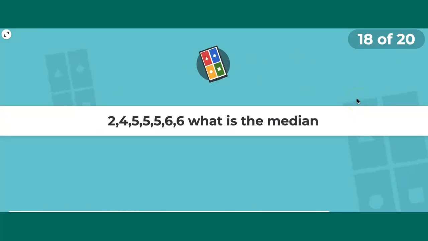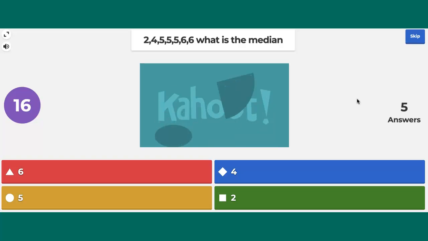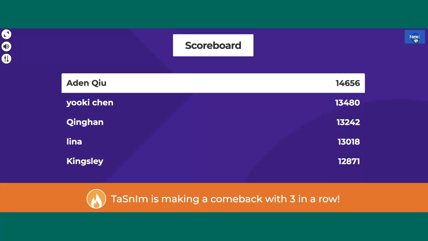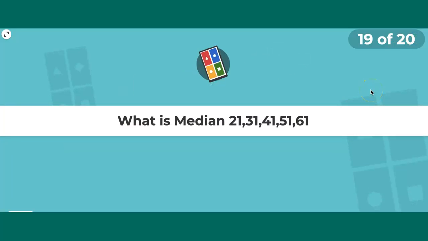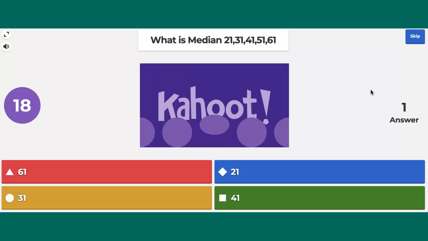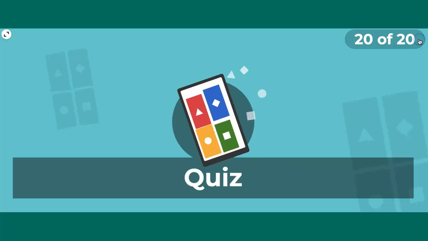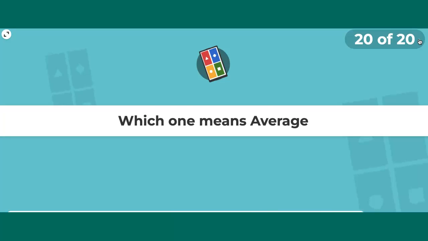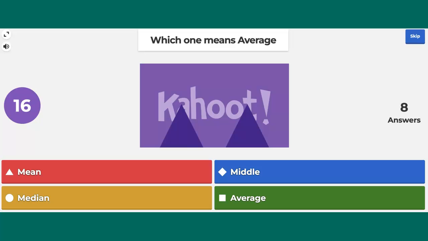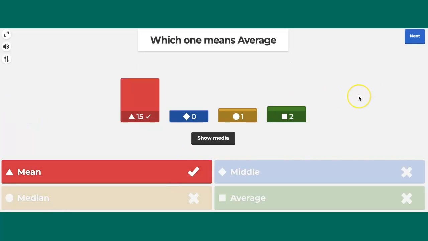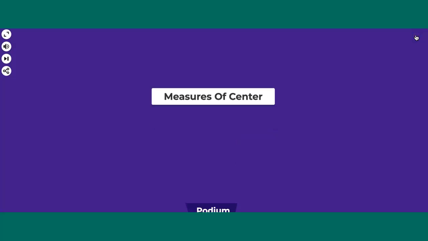Question 18. What's the median for 2, 4, 5, 5, 5, 5, 6, 6? All right. Next. Aiden, you kicking hand. Question 19. What's the median of 21, 31, 41, 51, 61? I don't know why you got the lowest number, but next. Aiden, Yuki, and Kingan again. Last question. Which one means average? Actually, average means average, but you don't define the word with the same word. So, it means mean.